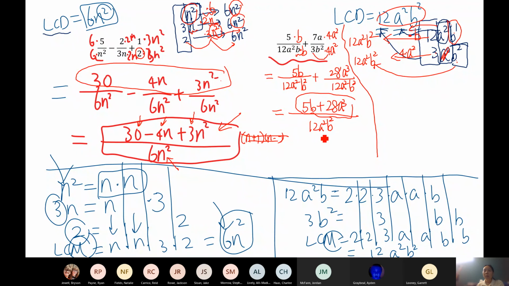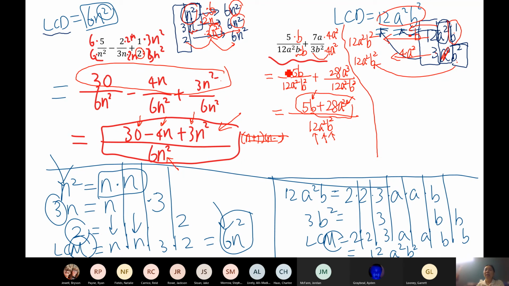The same thing here. The only thing that can go into the bottom will be a 2 or 3 or a or b. Well, this one doesn't have a. 2 doesn't go in here. 3 doesn't go in there either. And this one doesn't have b. So that's why we cannot reduce this any further.